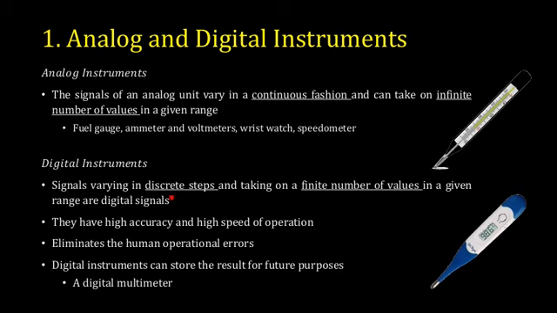But in case of digital instruments, signal varies in discrete steps and they will be taking only finite number of values in the given range. Okay, they are considered to be highly accurate and have high speed of operation, and they generally eliminate human operational errors like parallax errors, and they sometimes are used to store data for future purposes. Digital multimeter is an example.